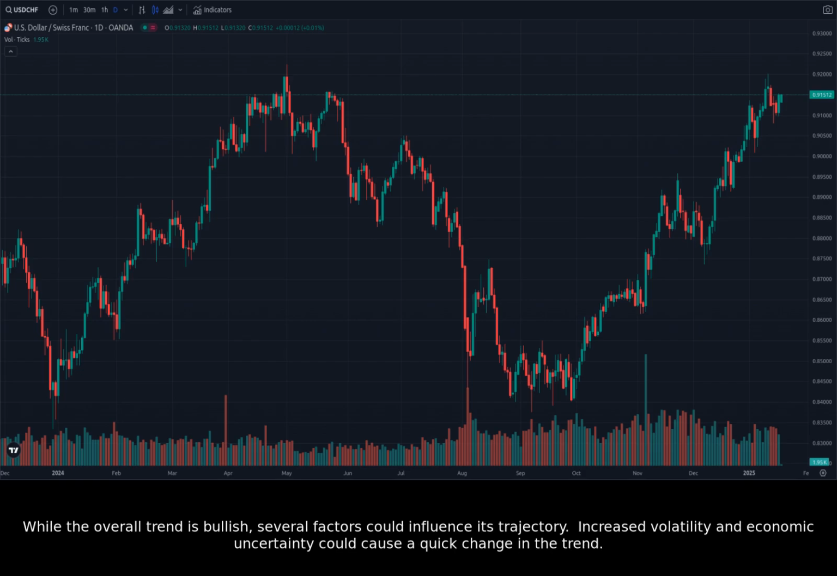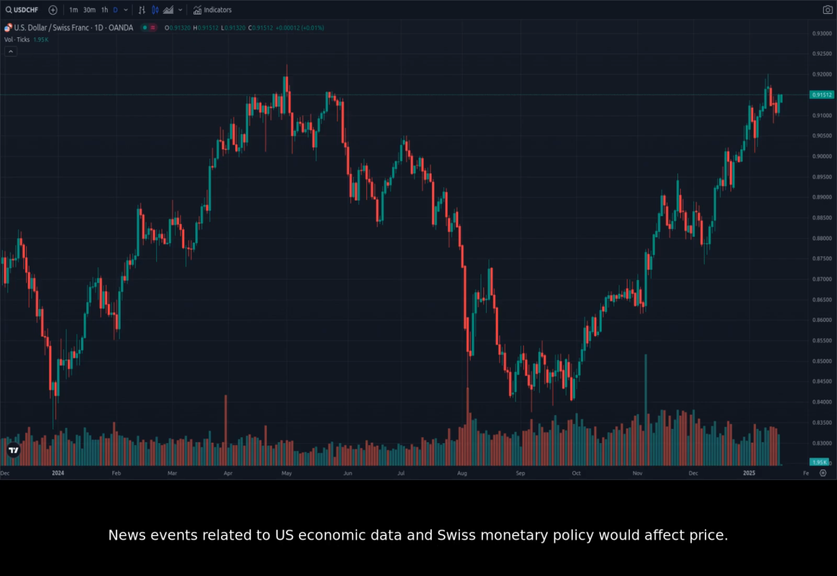While the overall trend is bullish, several factors could influence its trajectory. Increased volatility and economic uncertainty could cause a quick change in the trend. News events related to U.S. economic data and Swiss monetary policy would affect price. A break below the 0.89 support level might signal a bearish reversal in the short term. Conversely, a sustained move above the 0.92 level could solidify the bullish trend for a longer term.